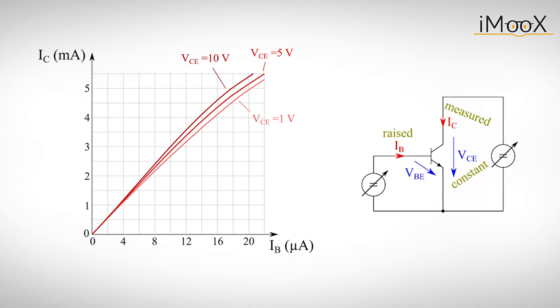Last but not least, we can measure the output current IC as a function of the base current IB. This way, we get the so-called transfer characteristic of the transistor. This function varies quite a lot with different values of VCE. To keep it easy, we will not go into detail at this point. Just keep in mind that the output current does not always change linearly with the input current, especially when the input current is very small or very high.